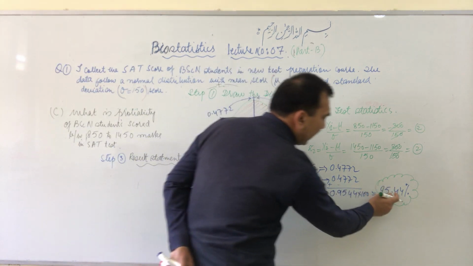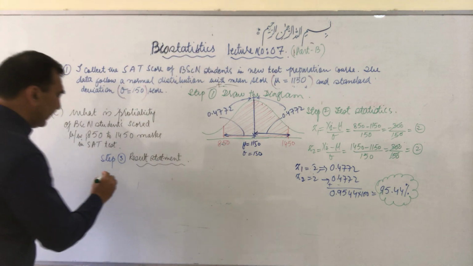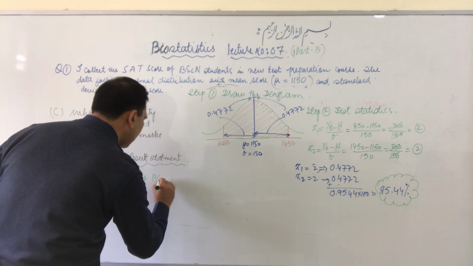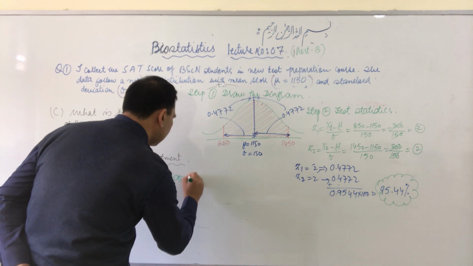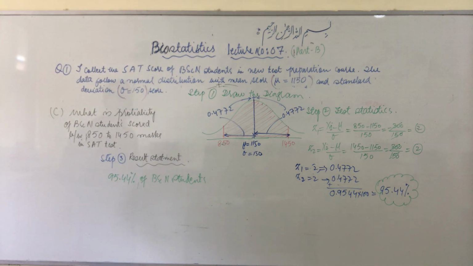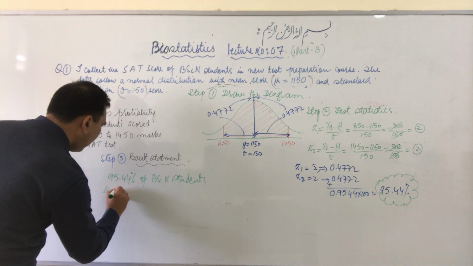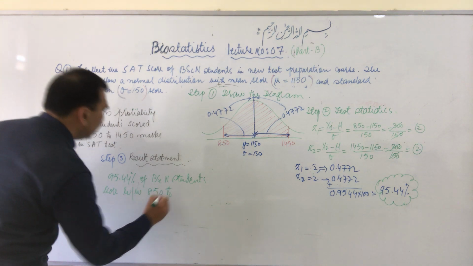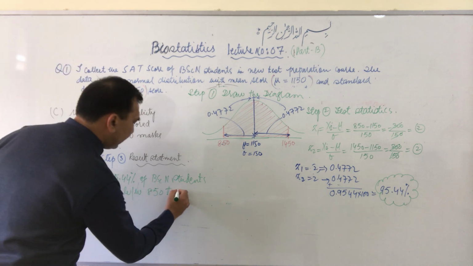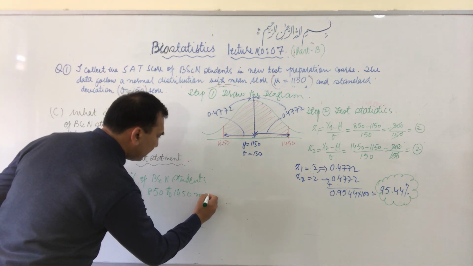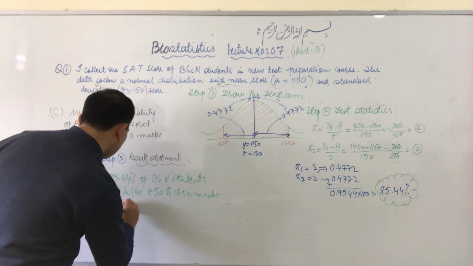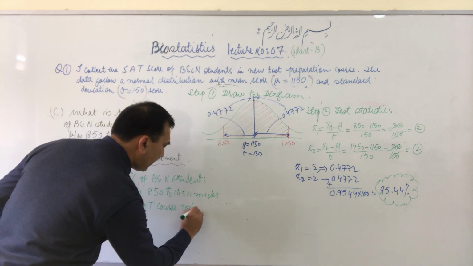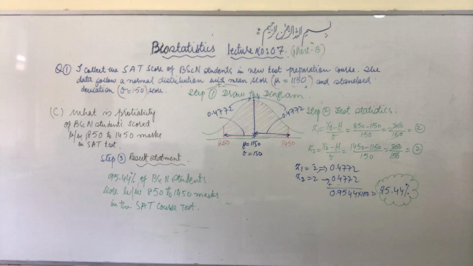In the result statement, what should we say? 95.44% is what it says actually. 95.44% of BSN students scored between 850 to 1450 marks in the state course test. Okay, this is the result statement.